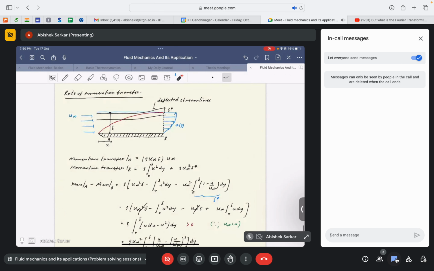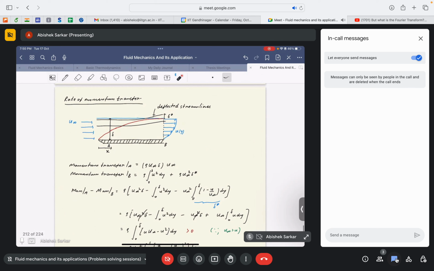Then, similar to that, we will look into momentum thickness. For that we consider the same control volume and the same geometry. Again, instead of mass flux, we now equate the momentum flux across the two faces, the inlet and the outlet.